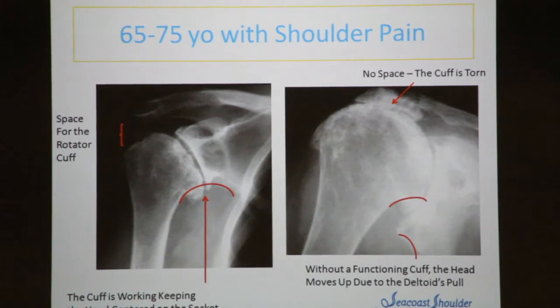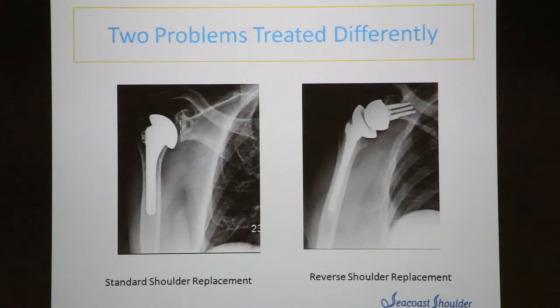So on the left we have arthritis with a normal rotator cuff. We have a nice space for the rotator cuff. The ball is centered on the socket. On the right, the rotator cuff is torn. The humerus is high riding. The one on the left gets a regular shoulder replacement with the ball on the humeral side, and the one on the right, we reverse it. We put the ball on the shoulder blade side, and we put the socket on the humerus.